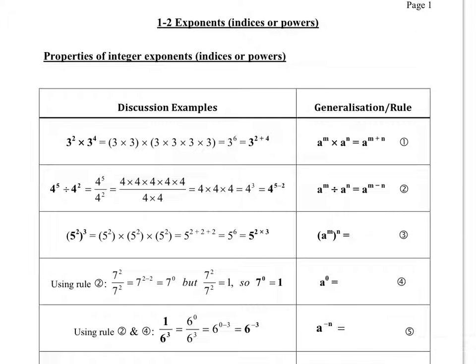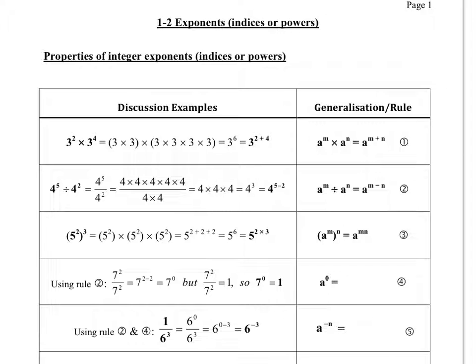You can see in this next one, if you've got 5 squared to the power of 3, that means 5 squared times 5 squared times 5 squared. If you add the 2 and the 2 and the 2, that's the same as multiplying 2 times 3, which is why we have, in this case here, a to the power of m times n up there.